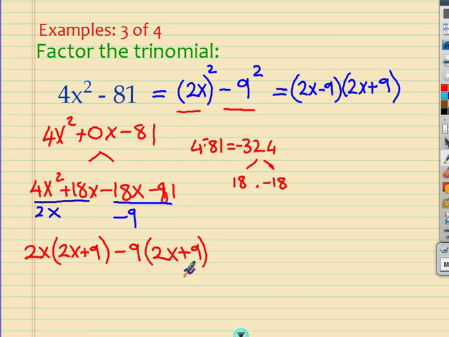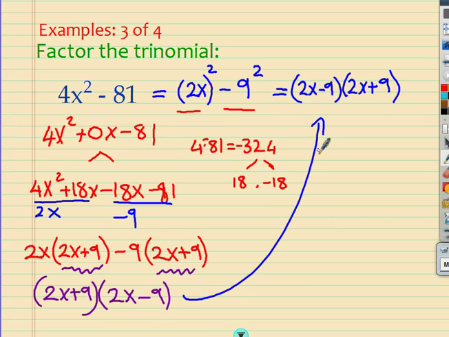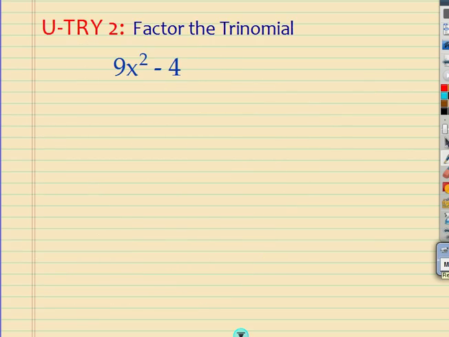Now we can factor out the common binomial one last time. 2x plus 9 times, if I take out 2x plus 9, from the first term we will have 2x left. From the second term we will have negative 9 left. As you can see, we got to the same answer in both methods. One is a little quicker than the other one. You could choose to do whichever method you like the best. Here's your try. You can solve this with either of the methods.